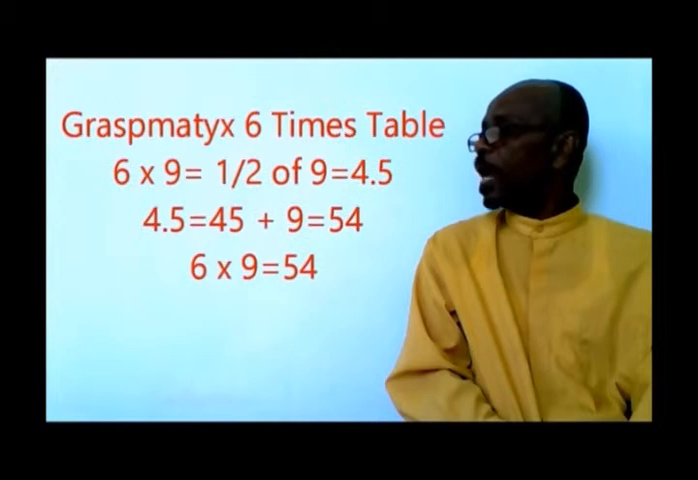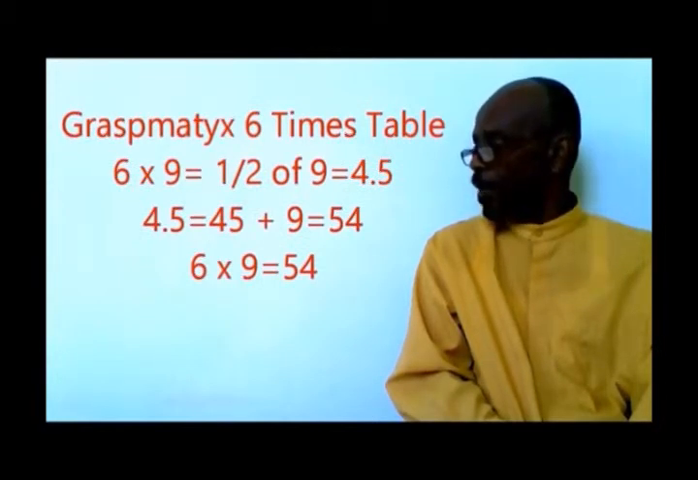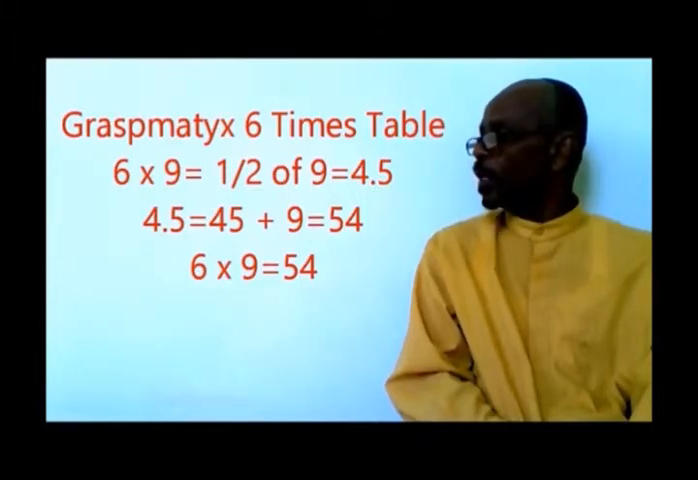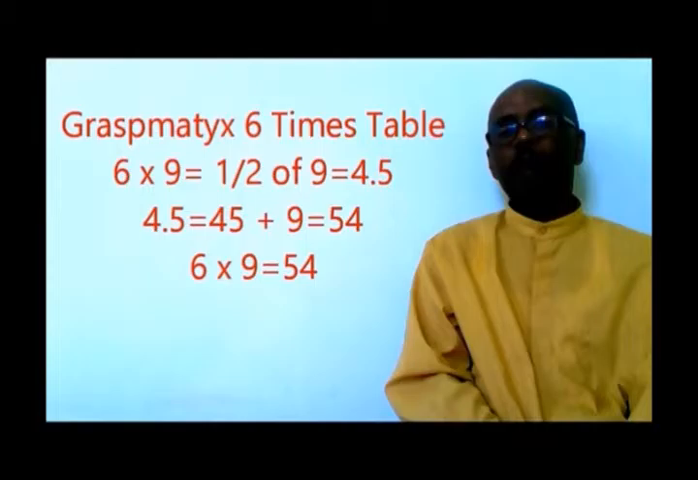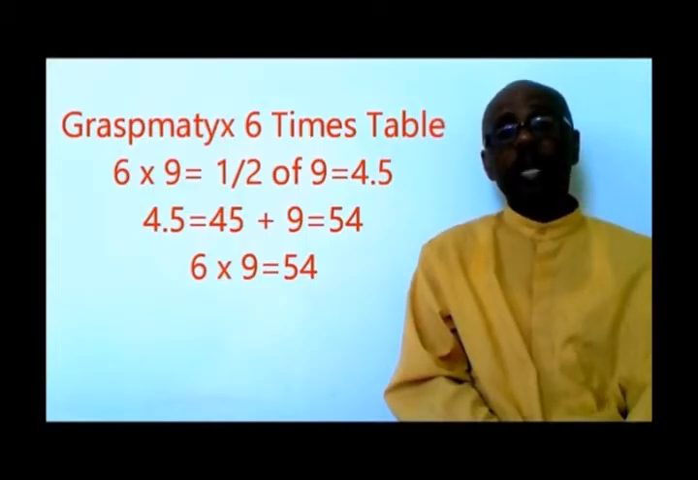Now what about 6 times 9? Same thing. I do what? I find the half of 9, which is 4.5, remove the decimal point or the dot, and then I get 4/5, and I add that to the 9, and I get what? 5/4. You see how simple and easy that is?